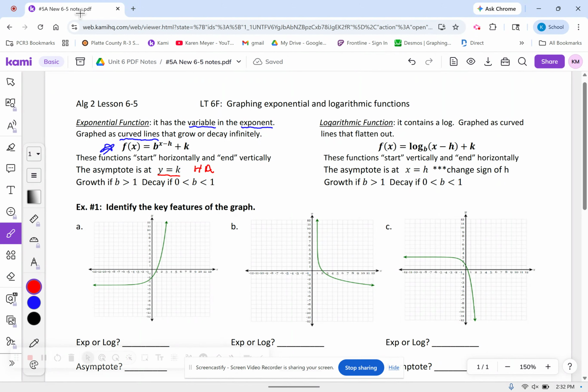To be a growth, you would look at whatever's in the b spot, and that would have to be larger than 1. To be a decay, you would look at whatever's in the b spot, and that number would have to be between 0 and 1. Now, if you don't have an equation, like in our examples down below, we'll look at the picture, and I can tell you how to determine if it's a growth or a decay.